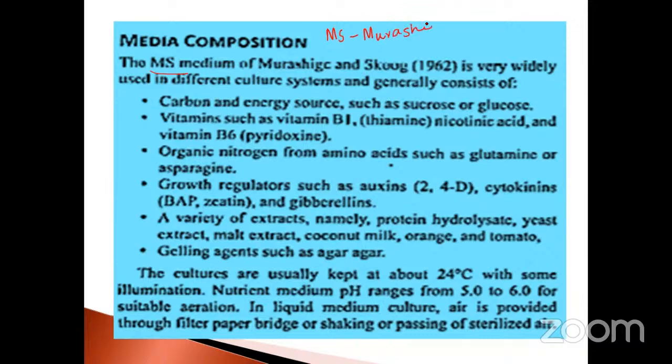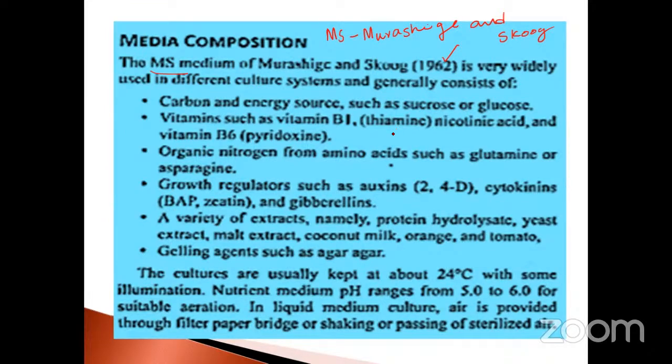Murashige and Skoog medium, 1962. There are so many media: MS medium, White medium, and many more. What is the difference between these media? The amounts of the substances differ: vitamins, minerals, phytohormones. MS medium is widely used in different culture systems. Generally, what are the MS medium contents?